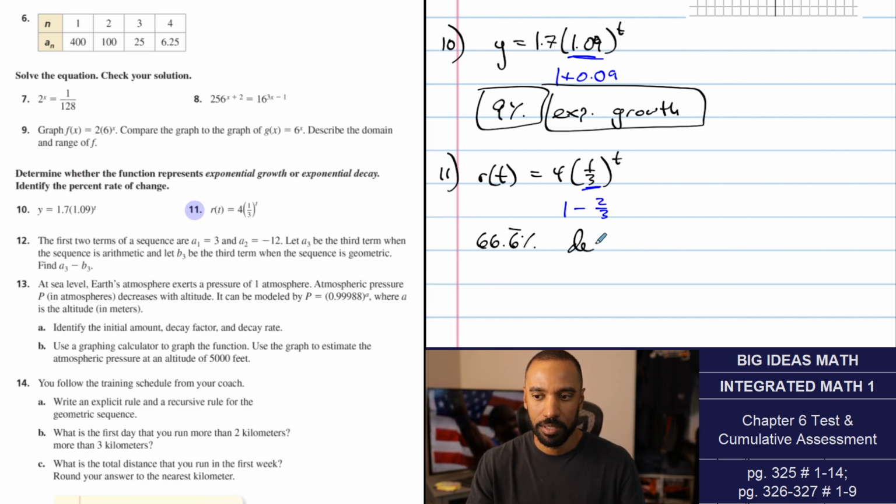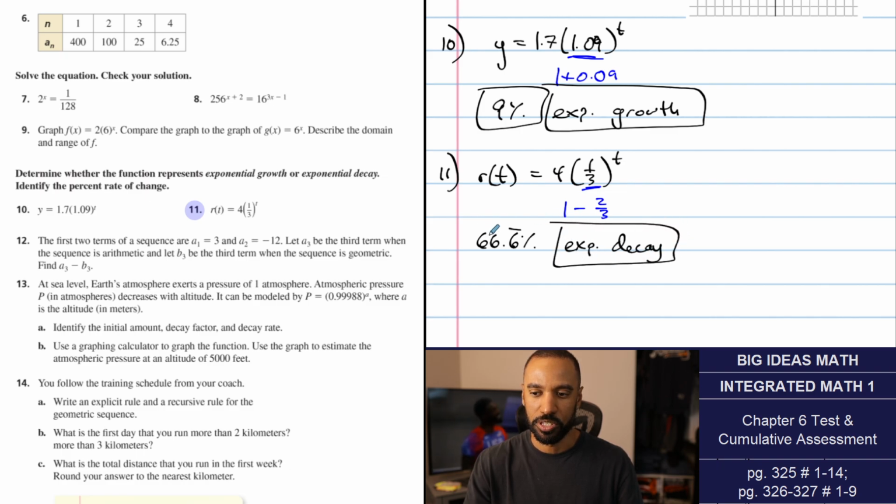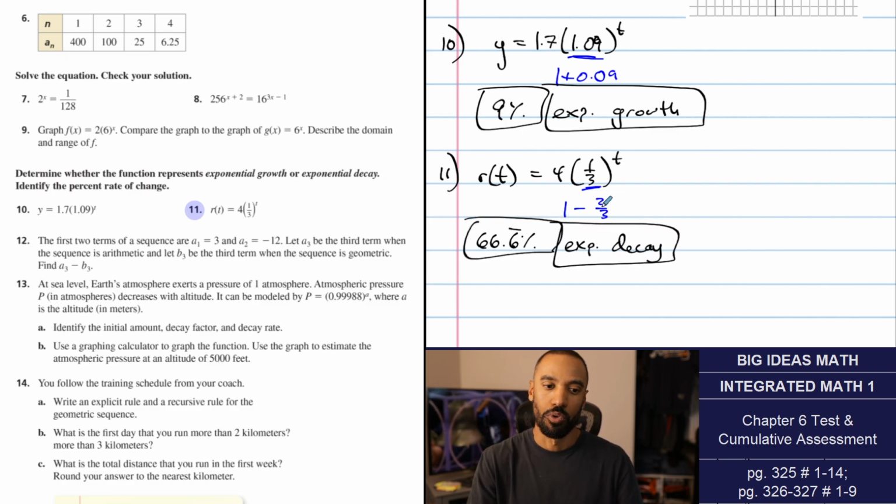But this is decay, exponential decay, I'll say. This is how much value is lost. If you lose 2/3 of something, you're losing 66.6% of it. Repeating, of course.